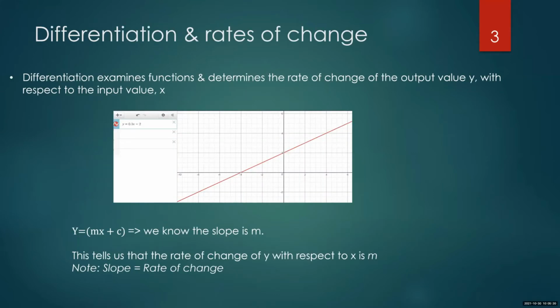So to jump off, what is differentiation? In mathematics, differentiation examines functions, and it determines the rate of change of the output value y with respect to the input value x. Here's a simple graph of a function. It's a straight line. We know that the equation for a straight line is y is equal to mx plus c, and therefore the slope is m. So this tells us that the rate of change of y with respect to x is m. The slope is equal to the rate of change.